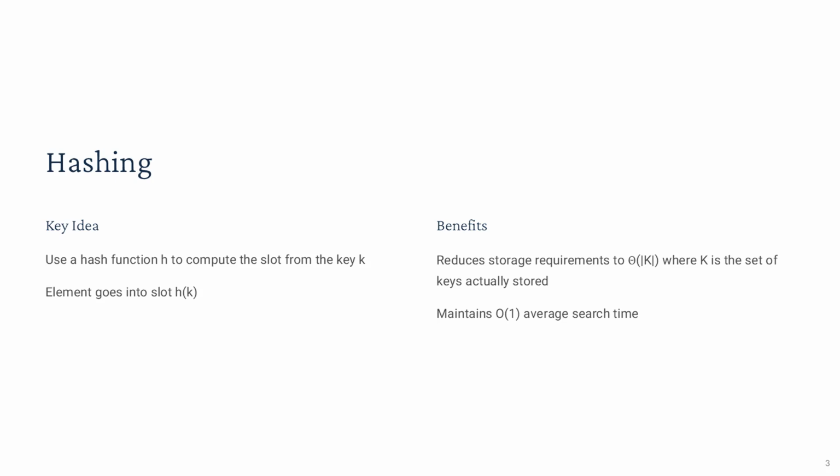Hashing addresses the limitations of direct addressing by using a hash function to map a large universe of keys into a smaller, fixed-size array. For a given key k, the hash function h maps k to a slot in the array, denoted as h(k). This approach reduces storage requirements to Θ(k), where k is the number of keys actually stored, and maintains an average search time of O(1).